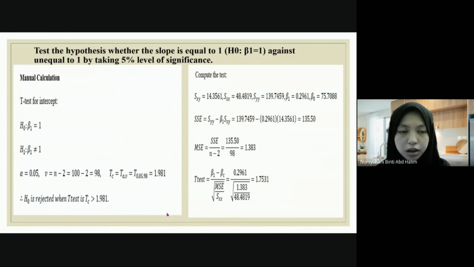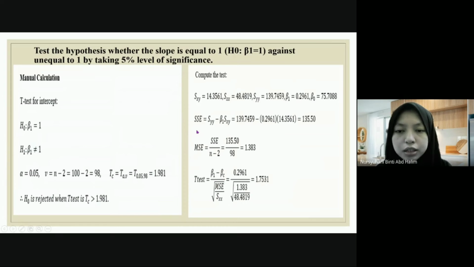Next, test the hypothesis whether the slope is equal to 1, H0: beta 1 equals 1 against H1: beta 1 unequal to 1, by taking 5% level of significance. For the manual calculation, we do the t-test. H0 is rejected when the t-test TC is more than 1.981. We can compute the test using Sxy, Sxx, Syy, beta 1 and beta 0.